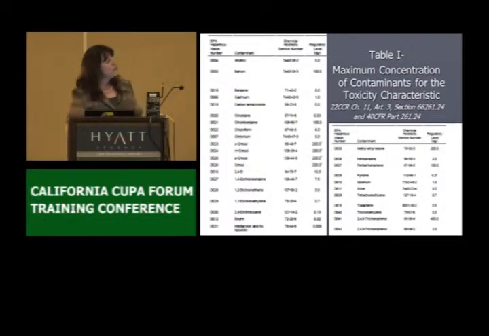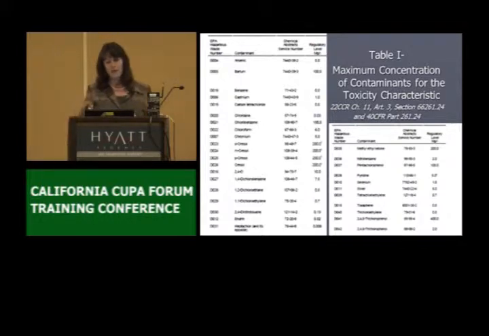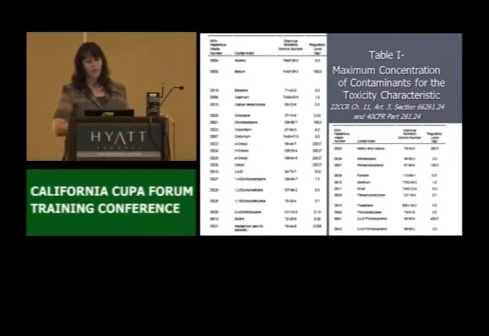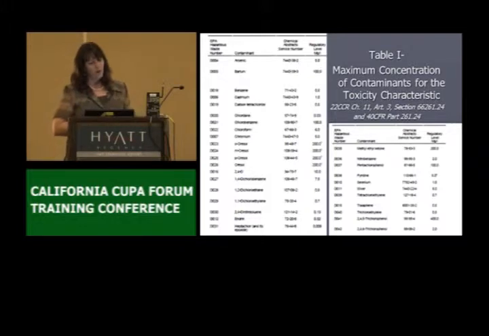So here's what it looks like, Table 1. I know the numbers are small, but if you look up these sections in Title 22 or in 40 CFR, the federal regulations, you will see something called Table 1. And Table 1 is the list of what the regulatory limit is for the constituents of concern.